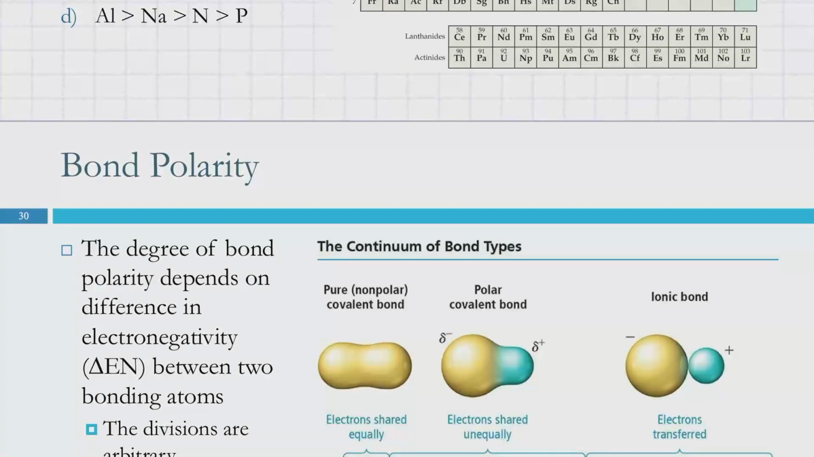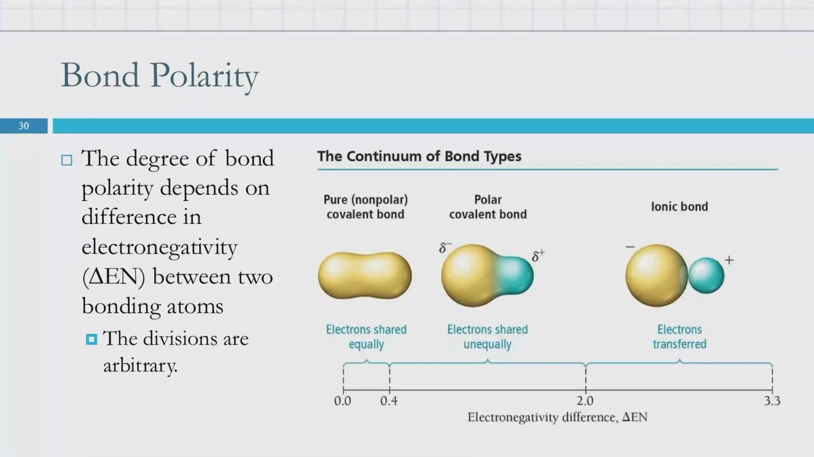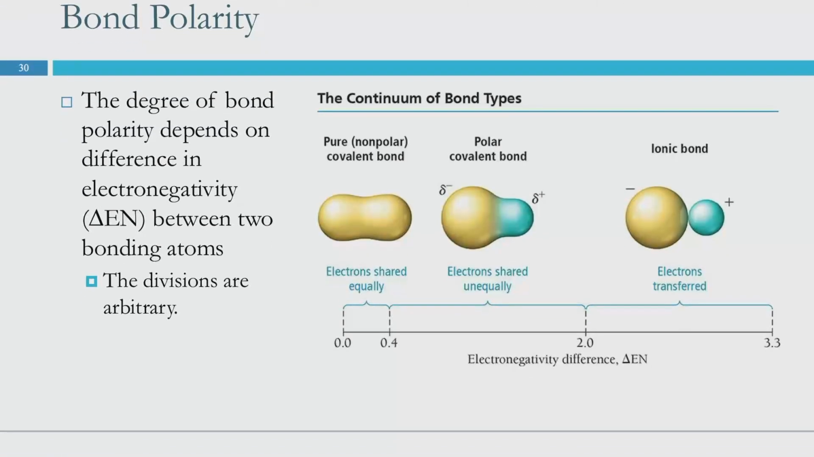The degree of bond polarity depends, at least in part, on electronegativity difference. So delta EN is the electronegativity of our first element minus the electronegativity of our second element, and we'll add some absolute value bars. So we're just looking at the number. We don't care if it's negative or positive, just make it positive.